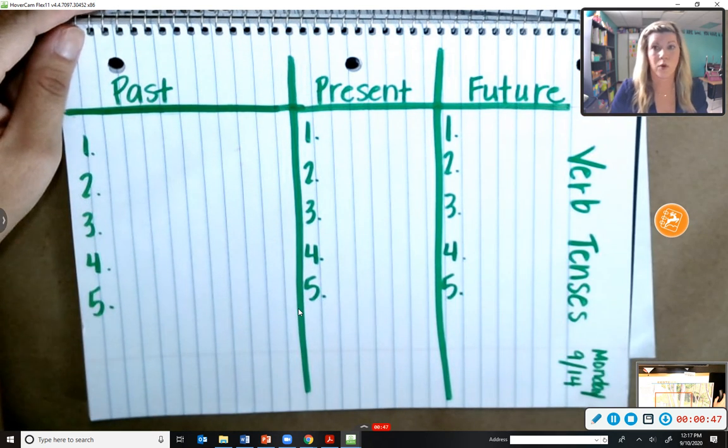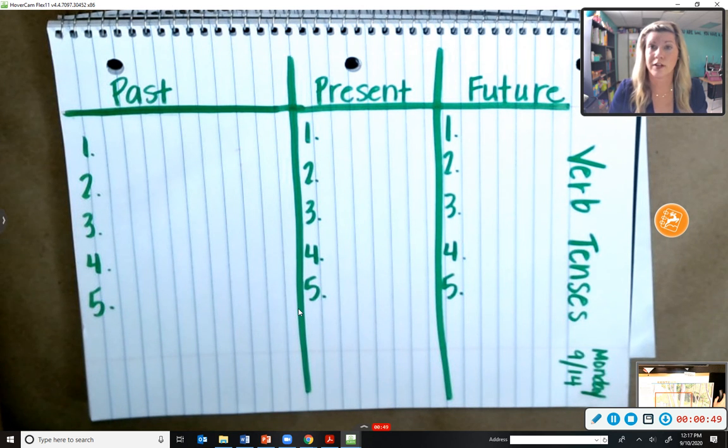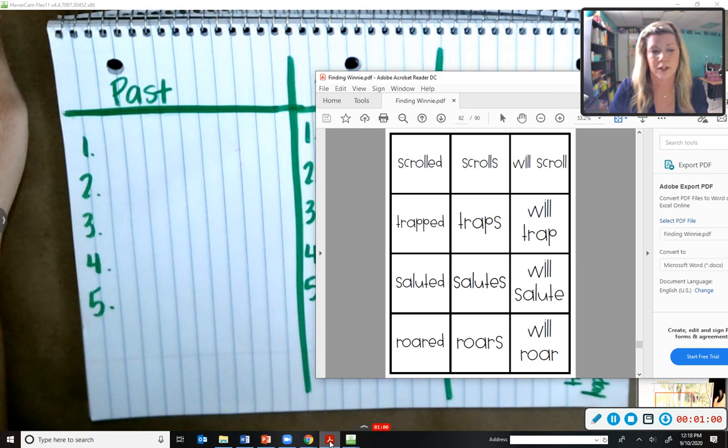Now, as I'm going through the lesson and sorting verb tenses with you on the PowerPoint, I want you to be writing down 5 examples of each. 5 past, 5 present, and 5 future. So first, let's review what a verb is.